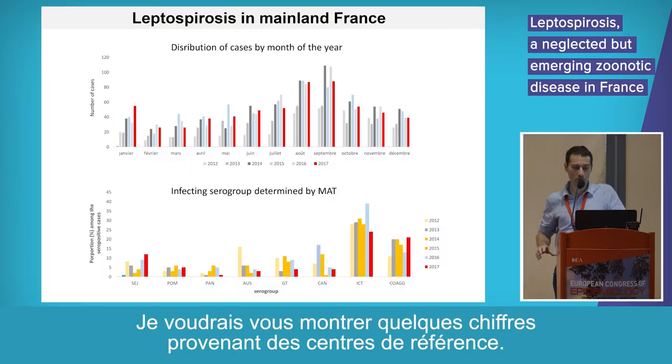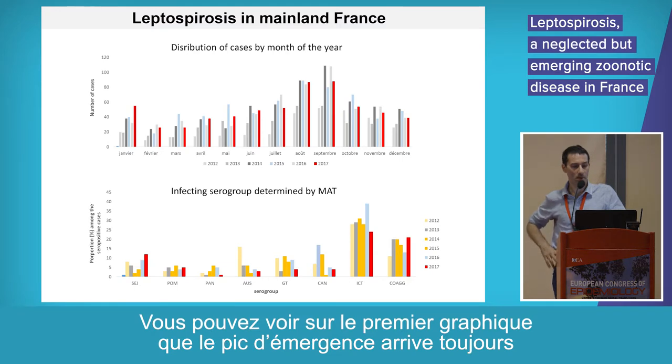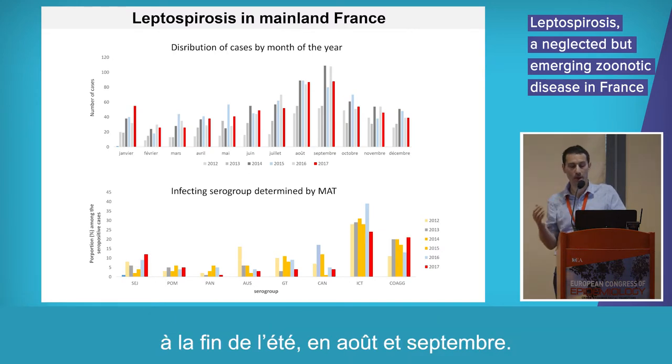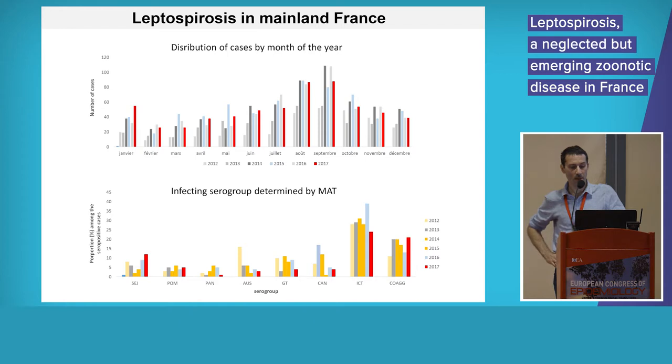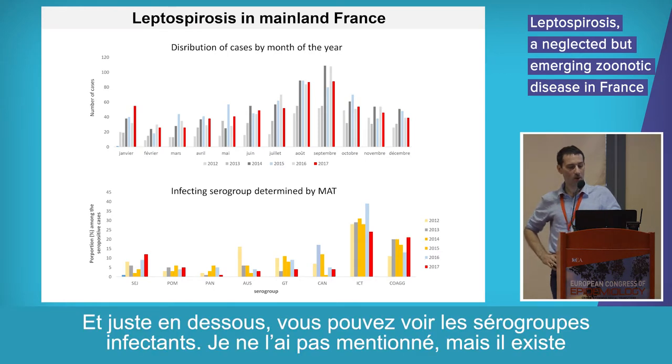Just to show you some of the data of the reference center. As you can see in the first scheme, the highest number of cases always occurs at the end of summer, in August and September, when there is probably more exposure to water during water activities. And below, you can see the infecting serogroup.